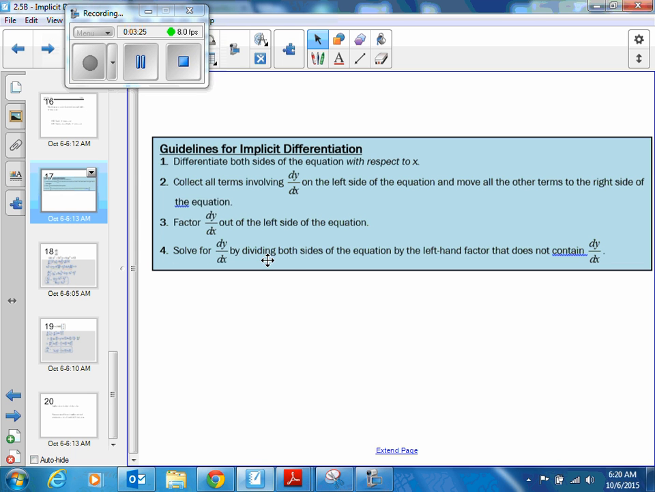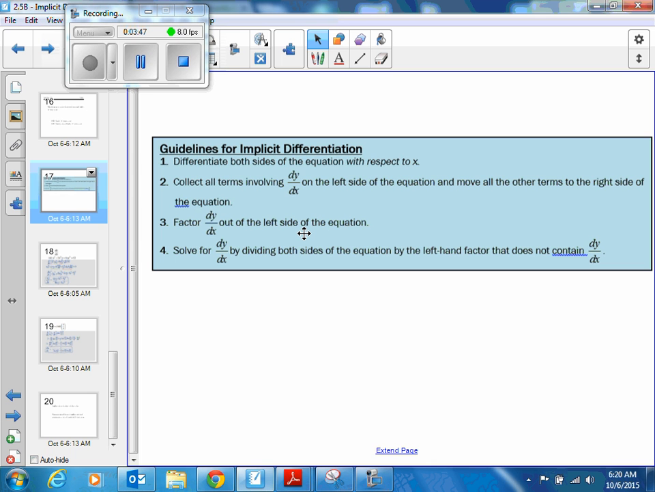Next, we want to solve for dy/dx. That means get dy/dx by itself by dividing both sides of the equation by the left-hand factor that does not contain dy/dx. So that's whatever's left over. When we pull that dy/dx out, we'll have dy/dx and then a big set of parentheses times a whole bunch of stuff. We want to divide all that stuff over to the other side.